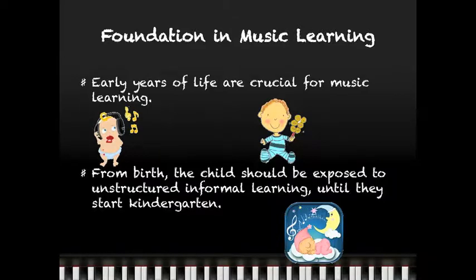Learning how to speak is essentially the same as learning music. As a child, we pick up on our parents talking and begin to babble or try to speak the words we hear and form sentences. We do the same thing with music. We try to hear it and imitate it through singing, but at first it sounds like a babble. This is unstructured, informal learning. Eventually, once the child starts kindergarten around age 5, they will receive structured, formal learning from their music teacher.